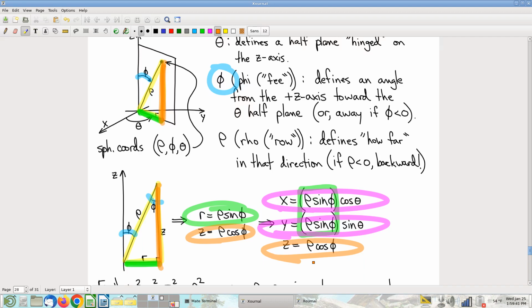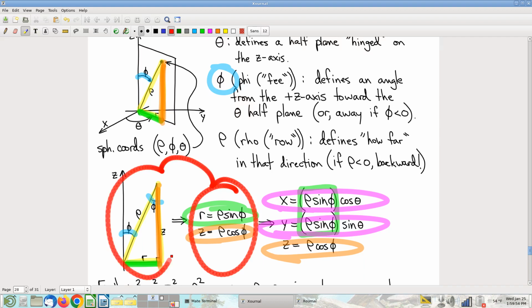You've already memorized that X is R cosine theta, Y is R sine theta. That's the same, right? So there's really only two new things to note here, two new things to remember, and those two new things to remember come straight out of this easy little trig argument with this one triangle.